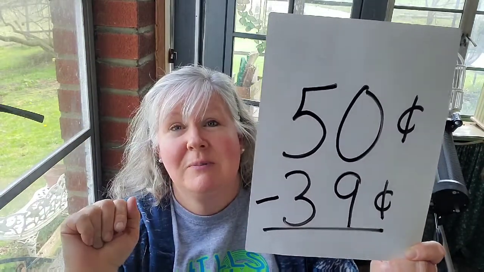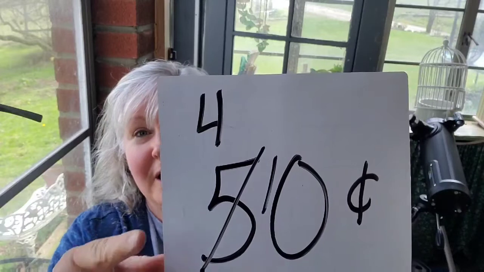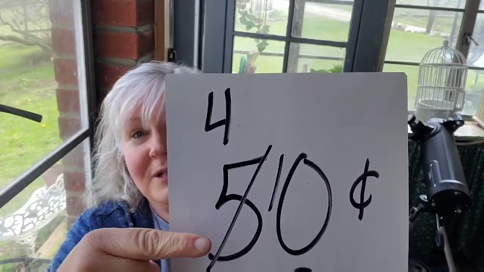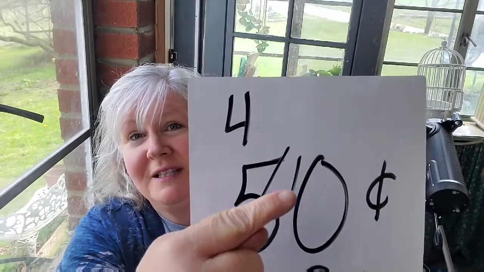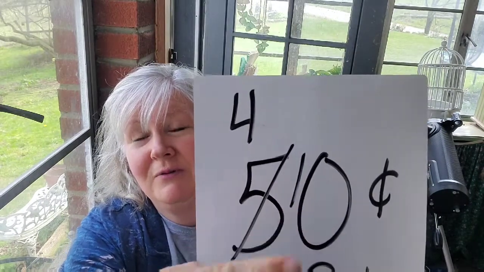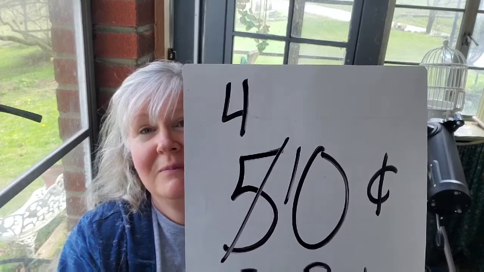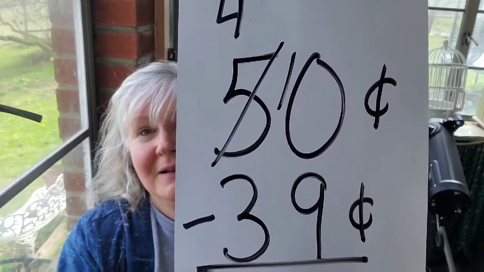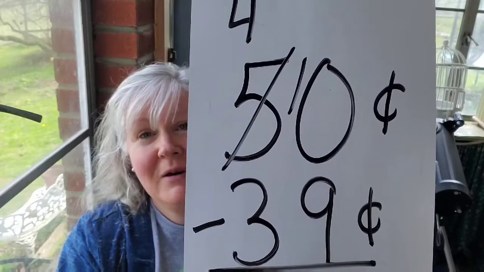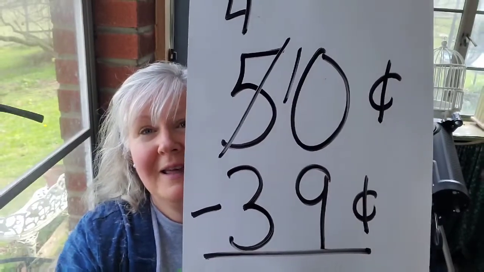Okay, let's mark that on our paper. That's what your regrouping should look like. Cross out the 5 because we're taking away a stick of 10. Mark the 4 up above it. Move the stick of 10 over to the ones and put it in front of the 0 so it looks like the number 10. Now do 10 minus 9. Easy peasy. 10 take away 9 is 1. Let's write that on your paper.